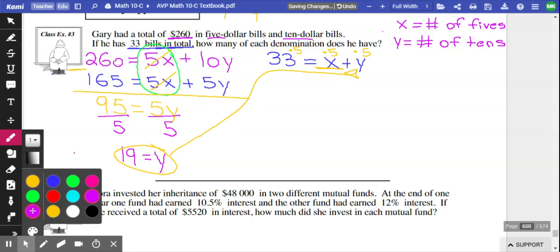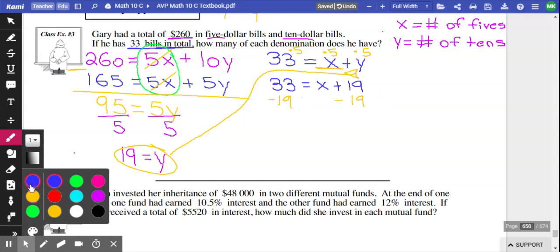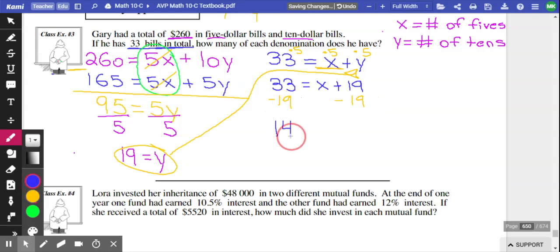So that I now have 33 equals x plus 19. So even in elimination, I finish off with substitution. The ending steps are the same. I need to get x by itself, so I'm subtracting 19 from both sides. I now have 14 equals x. And he has 14 $5 bills.